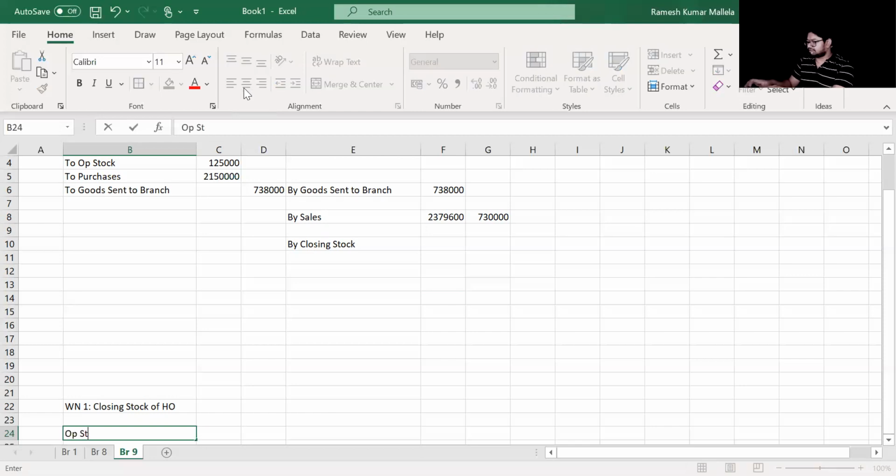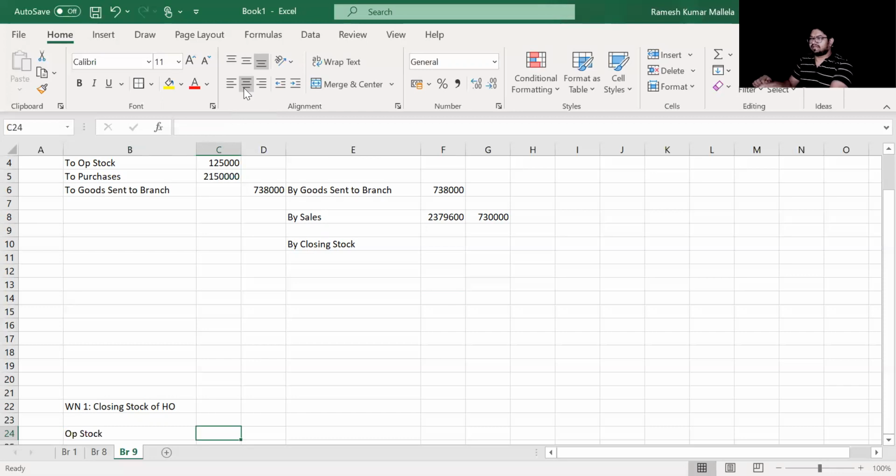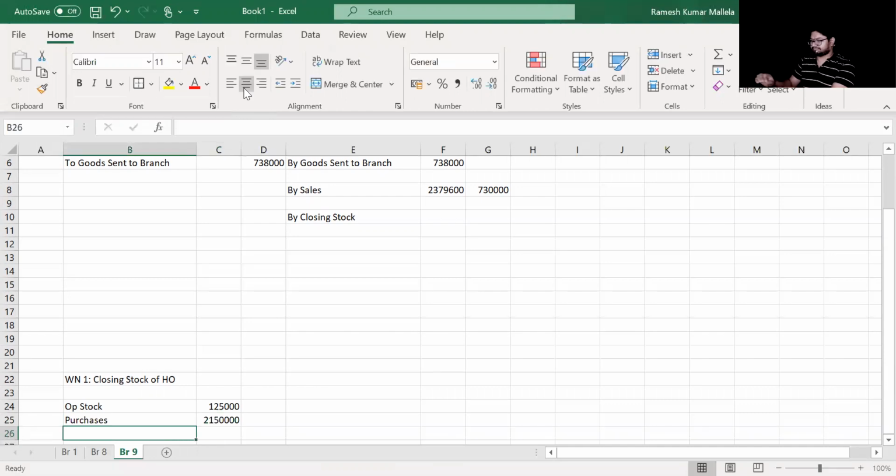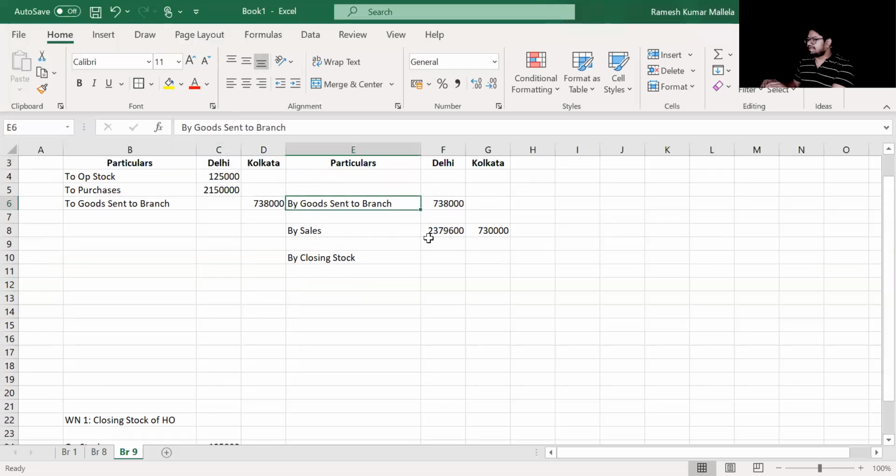Opening stock given is 1,25,000. Okay. Then purchases at cost, again 21,50,000. Okay. Less cost of sales. Cost of sales, if you observe, he told that he has sold 23,79,600 worth of goods, and 7,38,000 worth of goods are transferred to Kolkata branch.